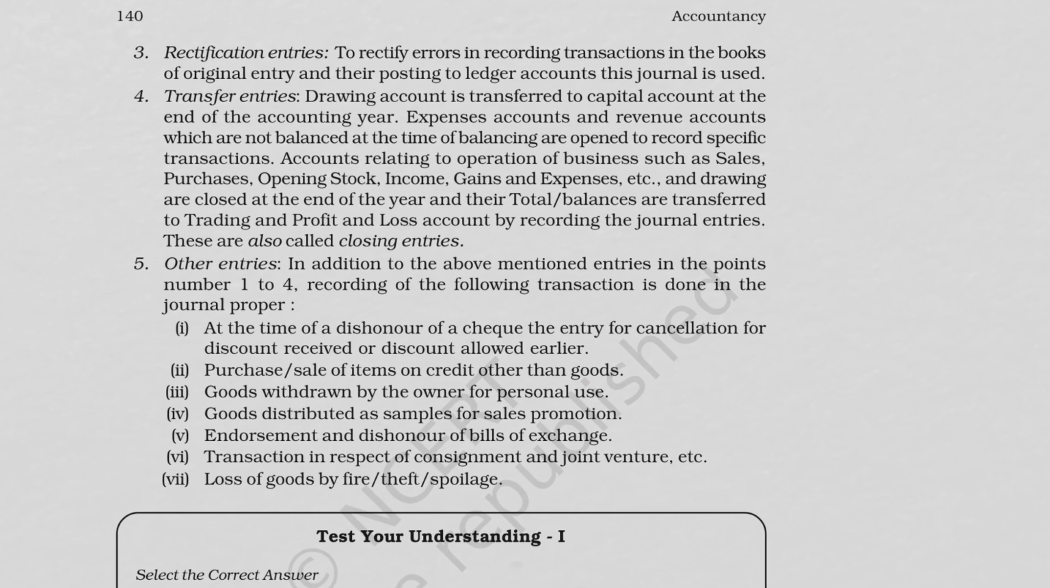Fifth category we have is rectification entries.